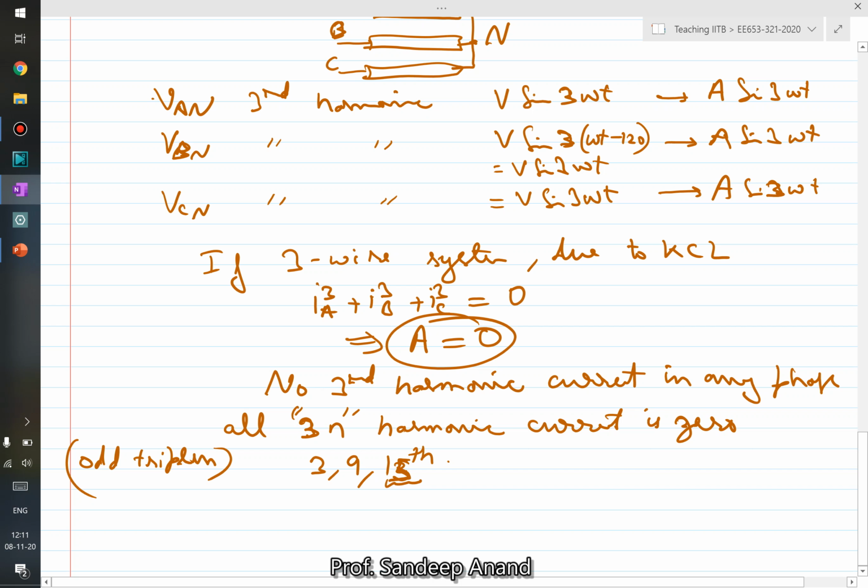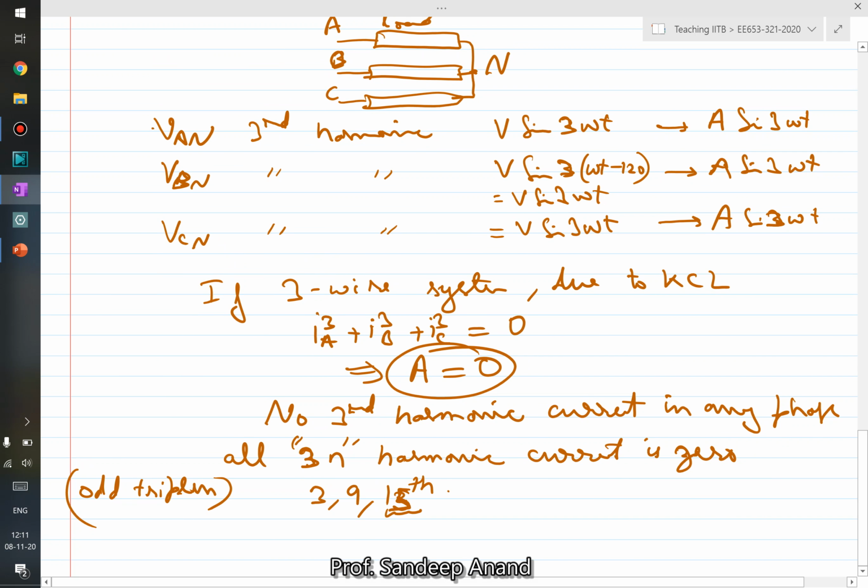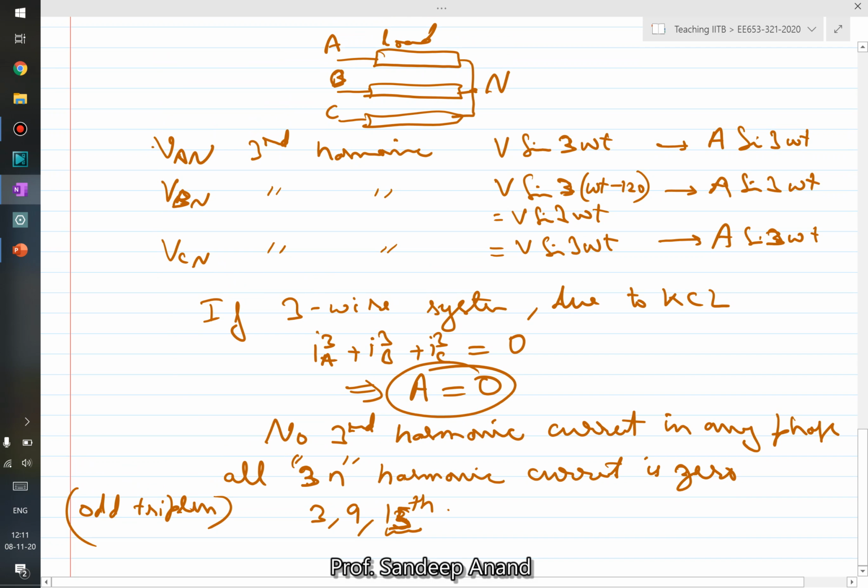So this is an advantage. If you had a 4-wire system, that means if neutral is connected to the pole voltage, in that case the third harmonic will have a path for the current to flow, and you will not have this advantage. Whatever we just discussed forms the basic principle of space vector modulation. Basic space vector modulation would have third harmonic voltage, but it does not have any third harmonic current. So once we discuss space vector modulation, I would bring your attention back to this point.